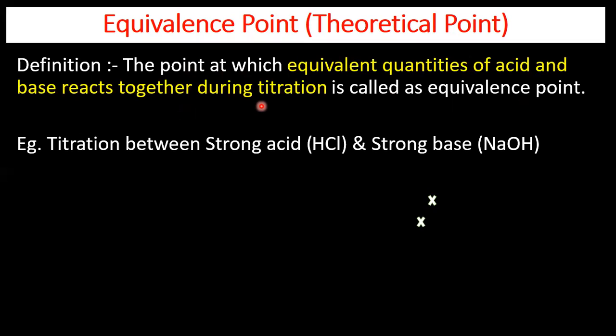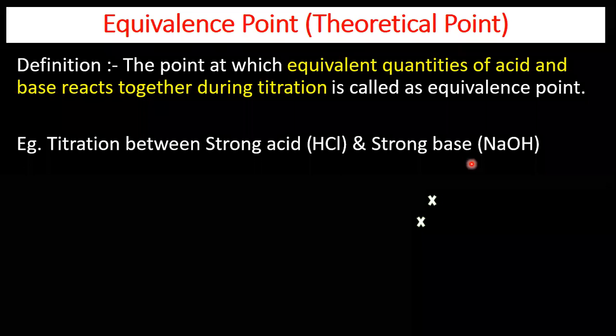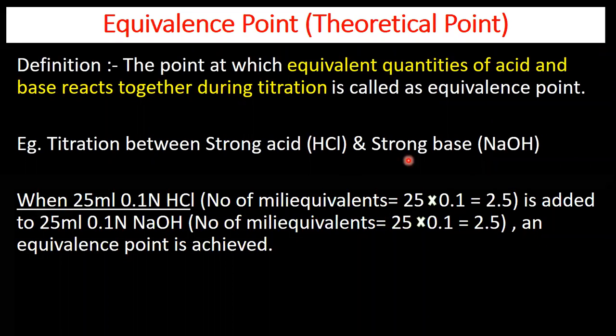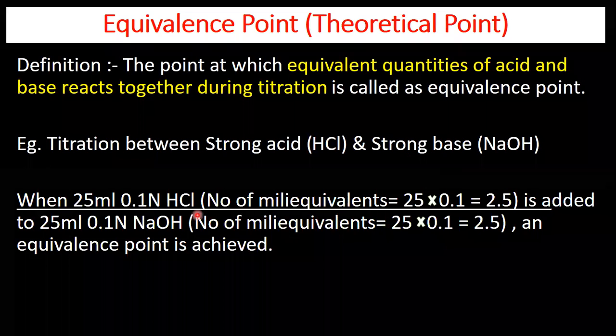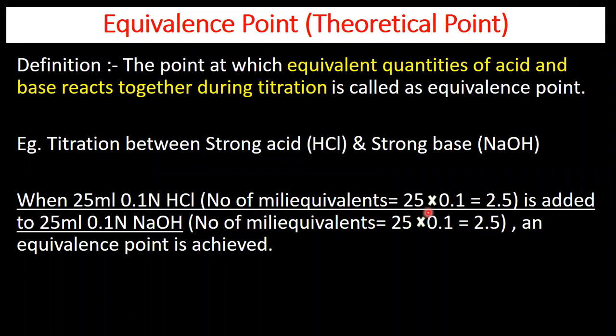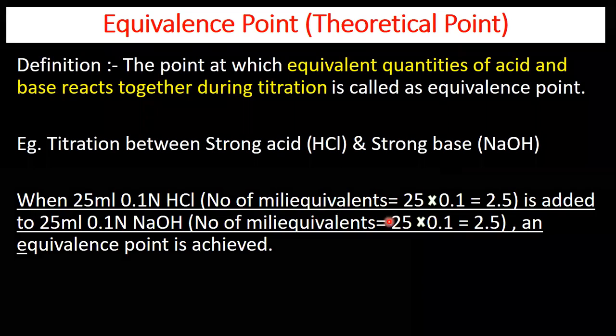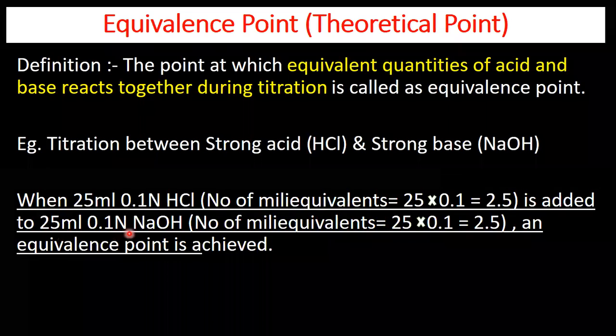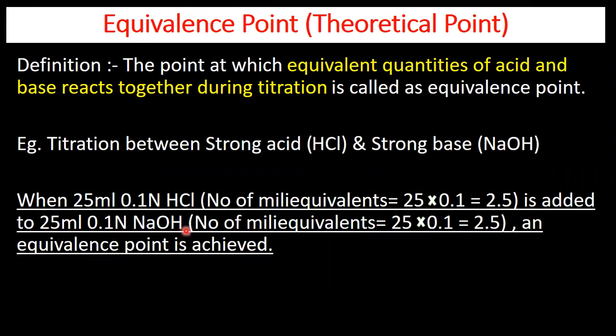Same example, titration between strong acid and strong base, HCl and NaOH. When 25 ml of 0.1 normal HCl, whose number of milli equivalents will be volume into normality, equal to 2.5, is added to 25 ml of 0.1 normal NaOH, let's say its milli equivalents will be 25 into normality, equal to 2.5, and the equivalence point is achieved.